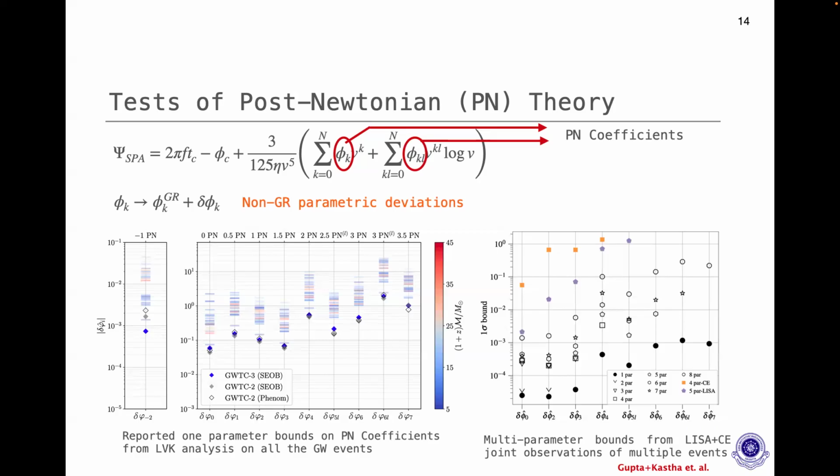We can only do that if we have a situation where we are seeing the same system in the LISA band. So suppose we are seeing the inspiral in the LISA band and the merger in the third generation, Cosmic Explorer or Einstein Telescope band. So the same event we are seeing in the LISA band as well as the Einstein Telescope band. In that case, we can vary several of these delta phi cases at a time and get bounds on those parameters, which is reported in this.